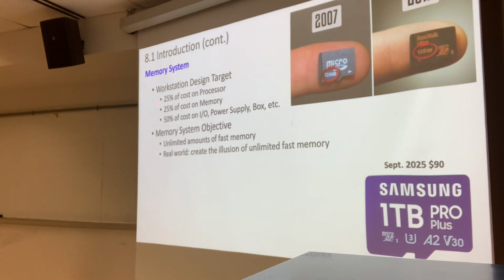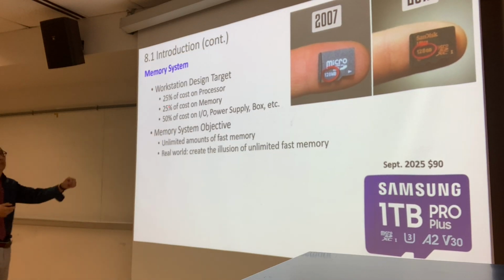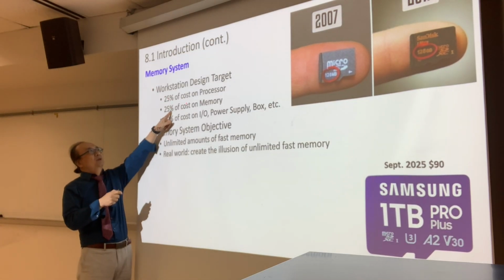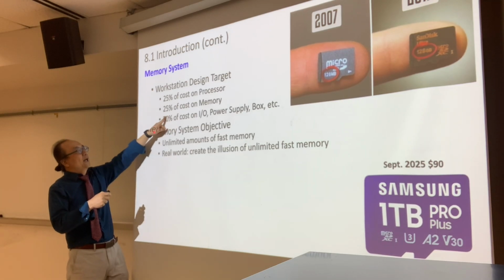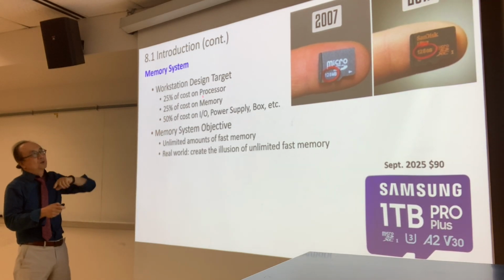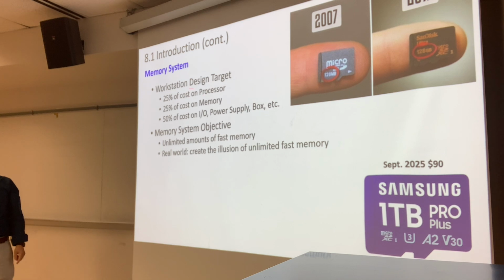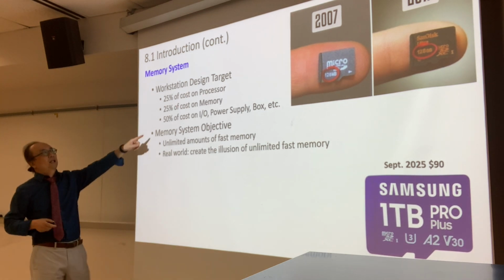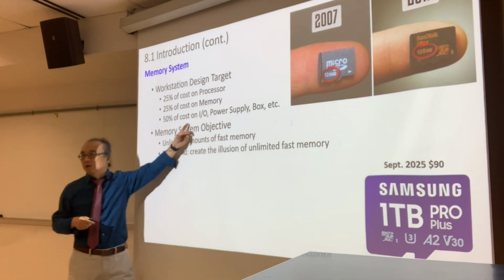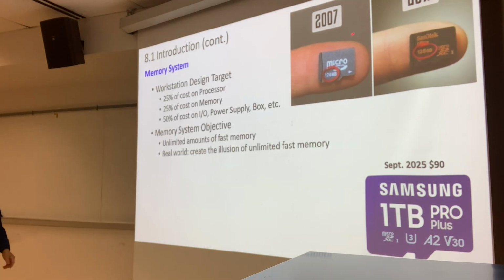And for the memory system, when we design a workstation, typically we spend 25% of the cost on the processor and 25% of the cost on the memory. So the memory portion is one of the major ones. And the rest, 50%, is the power supply, the box, all those gadgets.